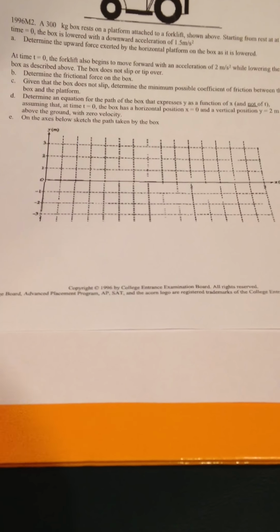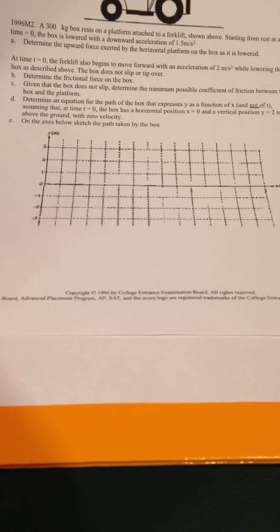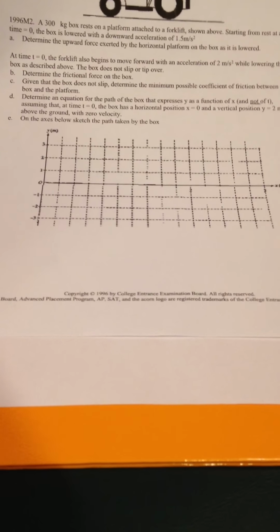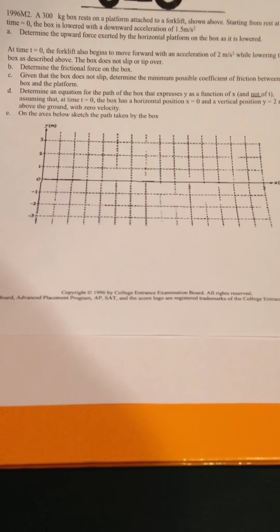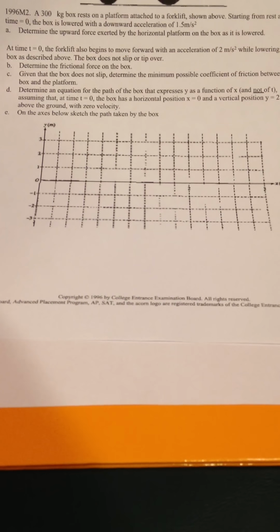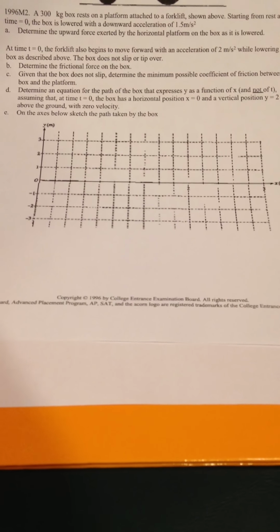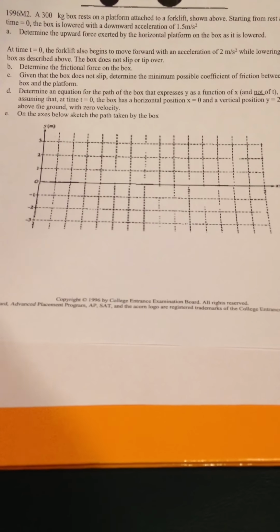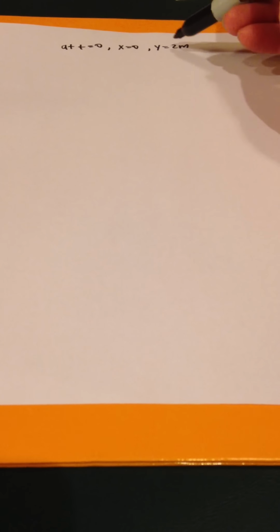Part D states, determine an equation for the path of the box that expresses y as a function of x and not of t, assuming that at time t equals 0, the box has a horizontal position of x equals 0 and a vertical position y equals 2 meters above the ground with 0 velocity. So given this equation, we have at t equals 0, x is 0, and y is 2 meters.